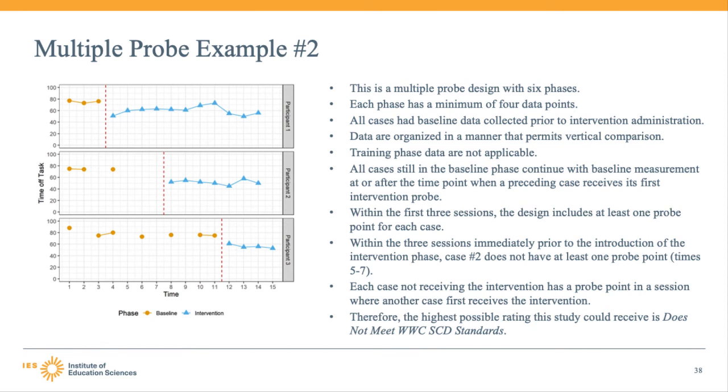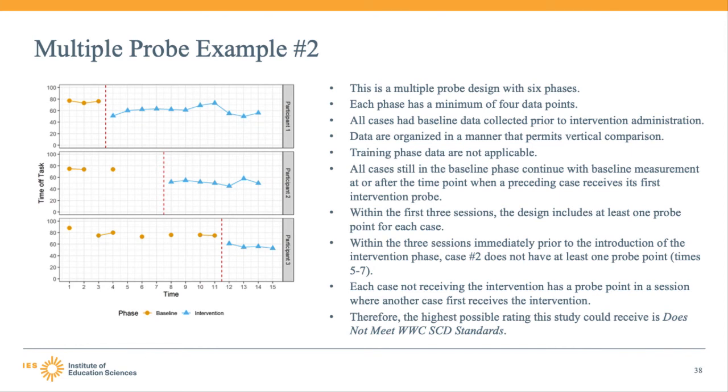If we then assess the 3 final multiple probe criteria, we see first that the pre-intervention data overlap for at least one probe point in the first 3 observation sessions. Case 1 has a probe point at times 1, 2, and 3. Case 2 has initial probe points at times 1 and 2. And Case 3 has a probe point at time 1 and 3. Thus, all 3 cases have at least one overlapping probe point in the first 3 sessions.